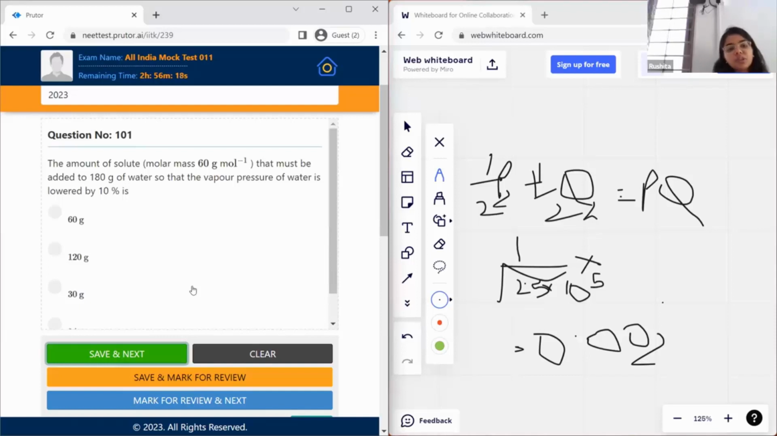Okay, so what amount of solute must be added to 180 gram of water to make the vapor pressure of water lowered by 10%, not to 10%.